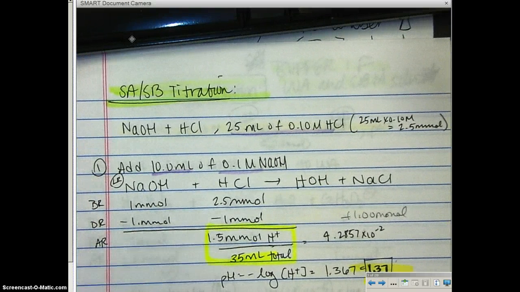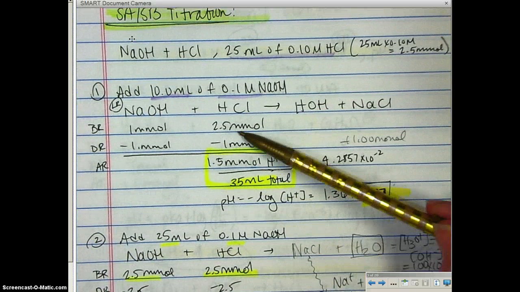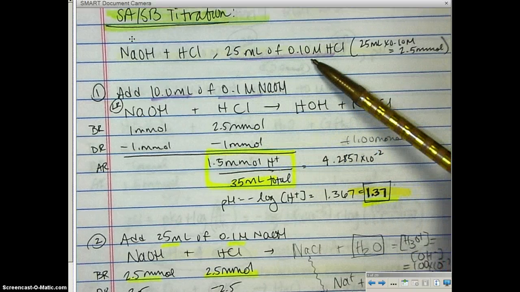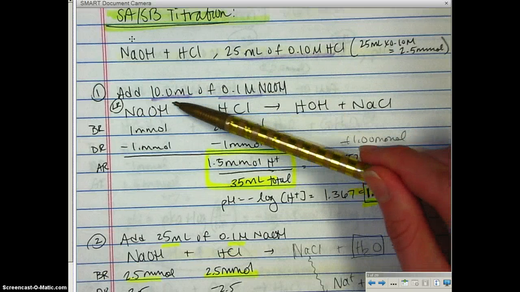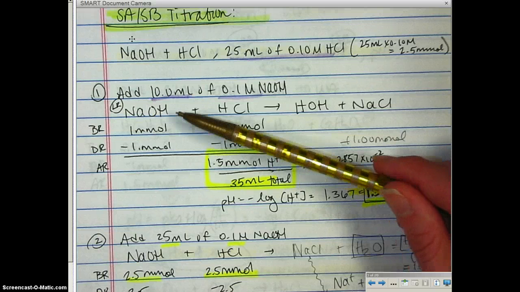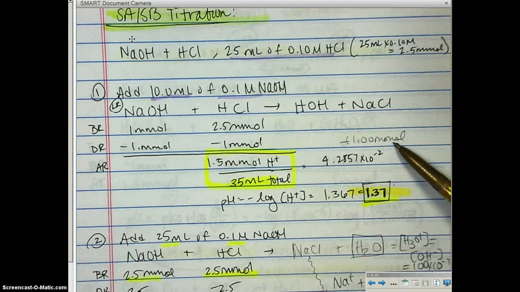Okay, so for the first part here, before the equivalence point occurs, we have 2.5 millimoles of the acid, because you had 25 milliliters of 0.1 molar solution. 25 times 0.1 is 2.5. You are also adding 10 mL of 0.1 molar solution, so that gives us 1 millimole. This is your limiting reagent. You subtract, you add, you make NaCl and water.